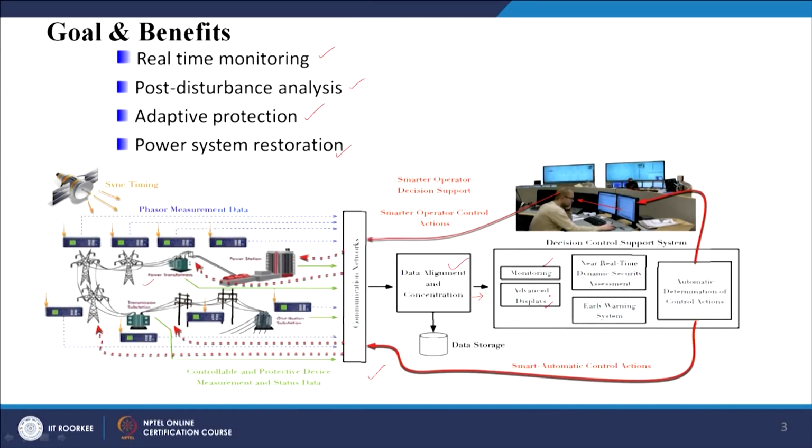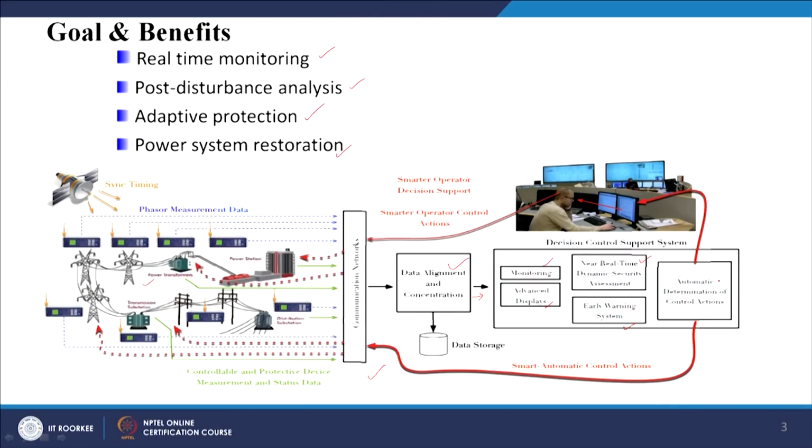The second is the advanced displays, where predictive measures can also be displayed. Next we have the near real time dynamic security assessment, an early warning system, and automatic determination of control actions. These are the different components of the WAMS system, and after getting the voltage, current, or frequency information, we can take further control actions through our operators.